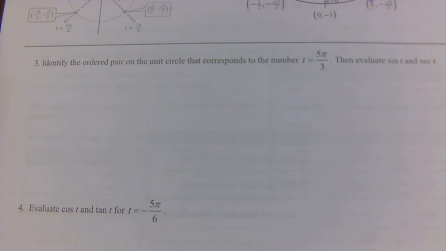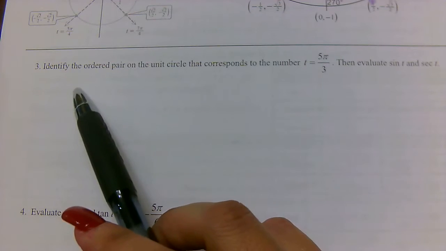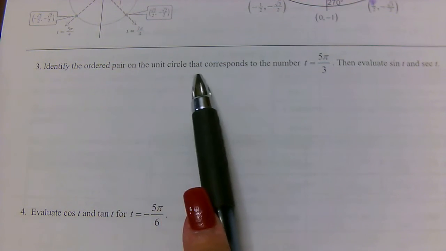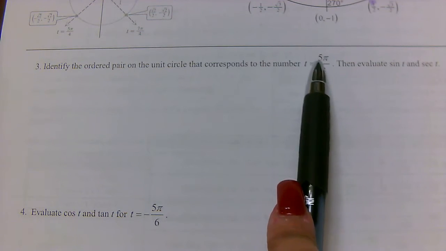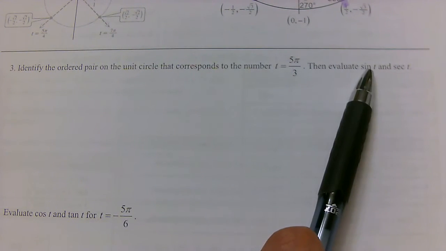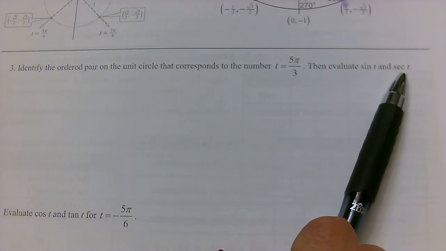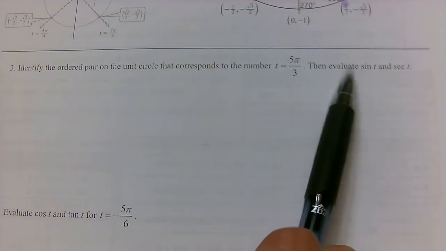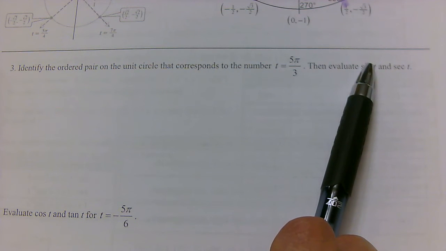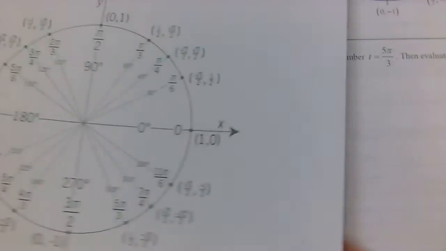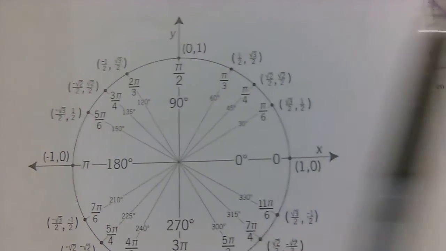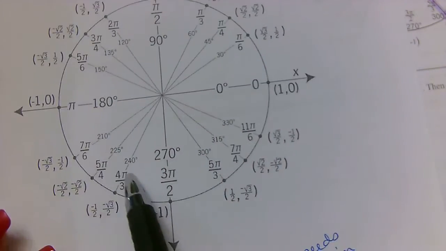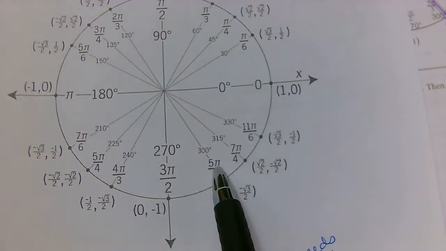Okay, all right, so what this is basically saying is identify the ordered pair on the unit circle that corresponds to this angle in radians. Then it wants us to evaluate your sine and your secant. So let's start with finding it on the unit circle. I'm going to be using the bigger unit circle and not the one that I just colored up. I'm going to be using this one. And we're going to go to 5 pi over 3, and we're just going to look for it over here, and there it is, 5 pi over 3.